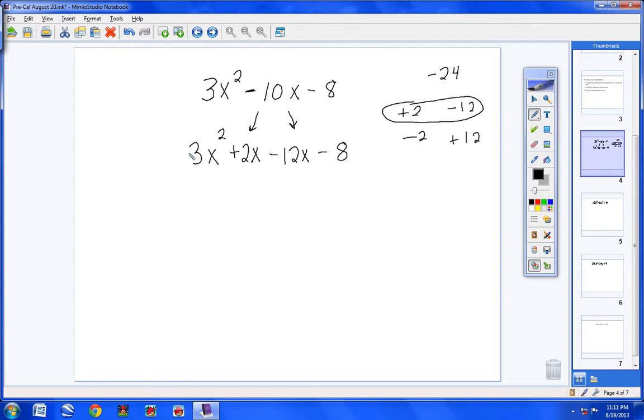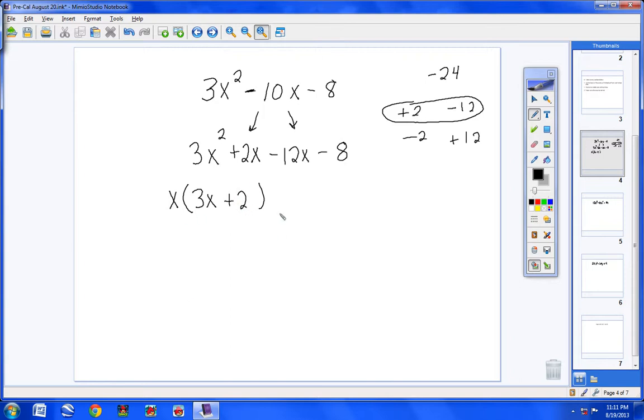You look at your first 2 terms right here. Totally forget these for a second, okay? You look at your first 2 terms. What goes into 3 and 2 evenly? Nothing. Okay, look at your x's. You have 2 x's here and 1 x here. So because of that, we know that we can pull 1 x out of the first two terms. Now, x times 3x is 3x squared, and x times 2 is 2x.